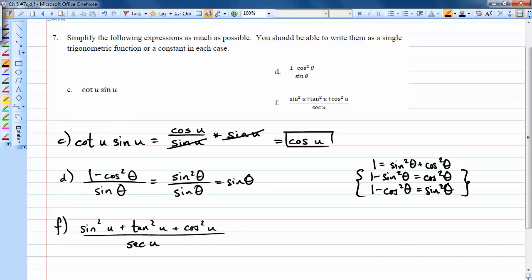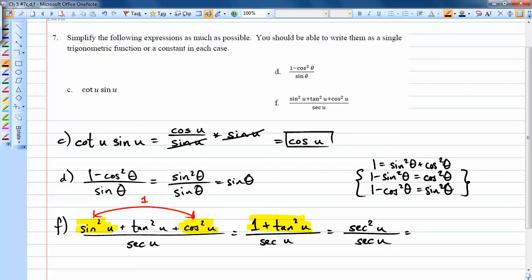So one thing that I see here is the fact that I've got sine squared u and cosine squared u. And if I put these together, they should always equal 1. So now I can rewrite this in a slightly simpler way. 1 plus tan squared u over secant u. Now this is a good time to look at this one. And 1 plus tan squared is the same as secant squared. And so we could now say this is secant squared u over secant u. And then a quick simplification turns it into just a single secant u.